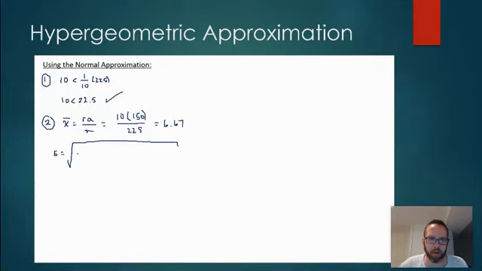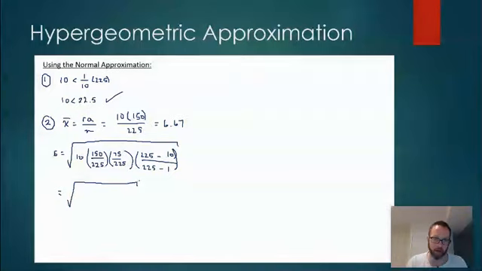And the standard deviation, we have to calculate this big mess. R is 10, success ratio 150 over 225, failure ratio 75 over 225, times population size, 225, minus sample size, 10, over population size minus 1. You may want to do that in a couple steps. To be honest, I'm going to do it in a couple steps.